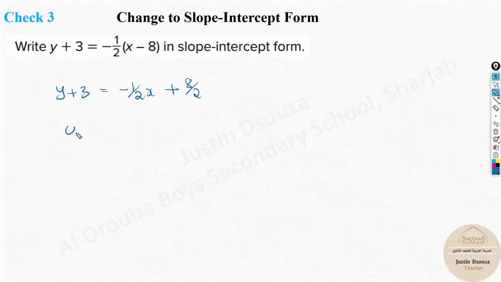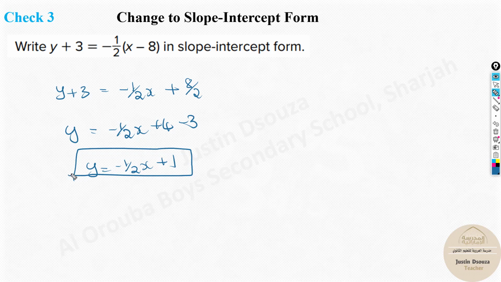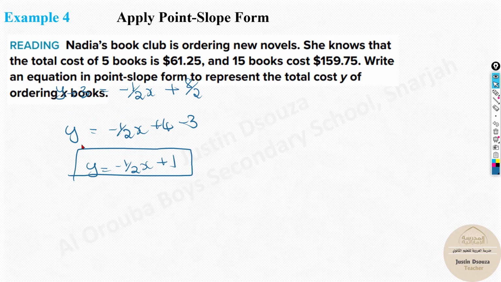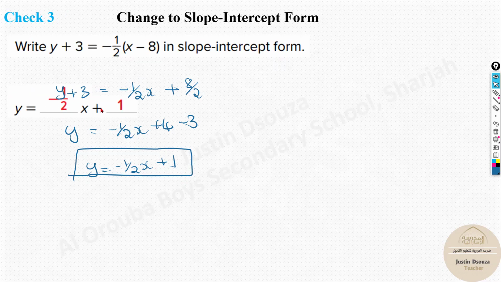So I'll remove this and take this to the other side, it will become negative half x plus 4 minus 3, because you have taken this to the other side, it becomes minus 3. 8 by 2 is 4. Minus plus 3 to the other side, minus 3. Now solve. Y equals negative half x plus 1. And this is your answer. That's it. I hope this is clear.